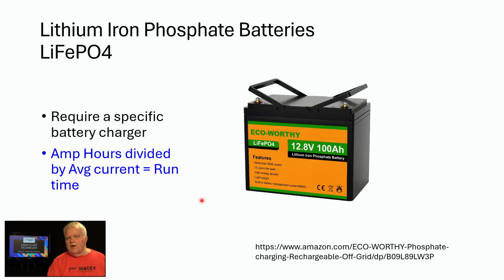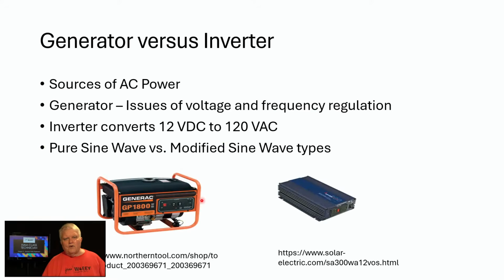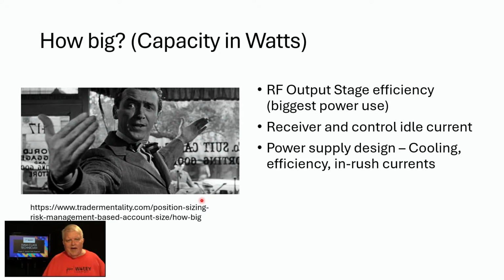And if you're going to be powering equipment like for field day or at a work site or something like that, generators are useful. Inverters, converting 12 volt to 120 volt, can be useful. Pretty much all inverters anymore are pure sine wave. It's hard to find modified sine wave anymore. But whether it's a generator or inverter, you always want to keep in mind, well, how big do I need?